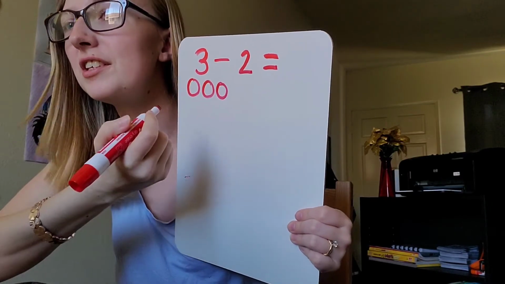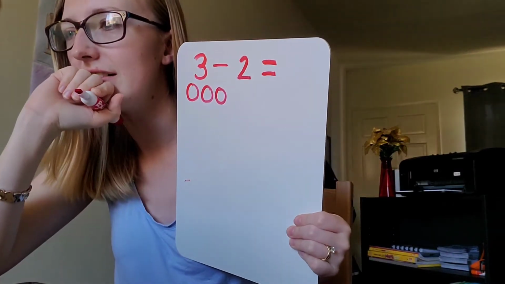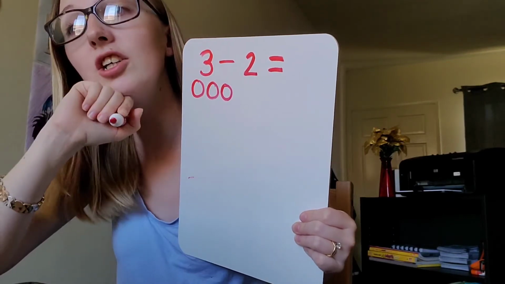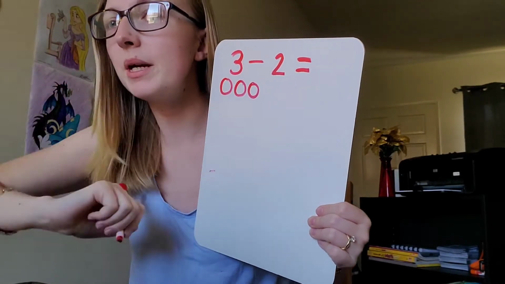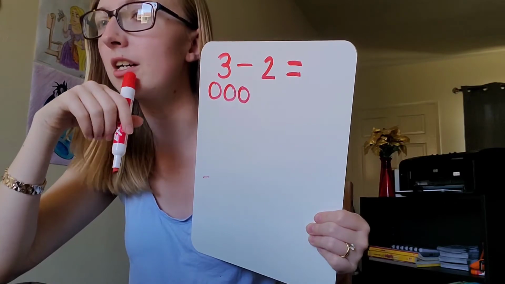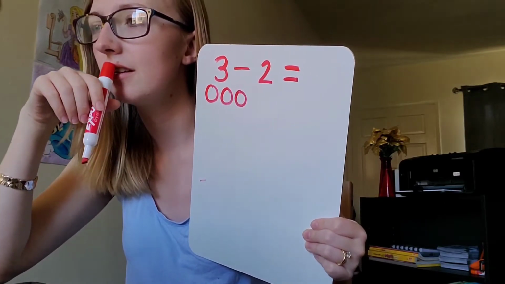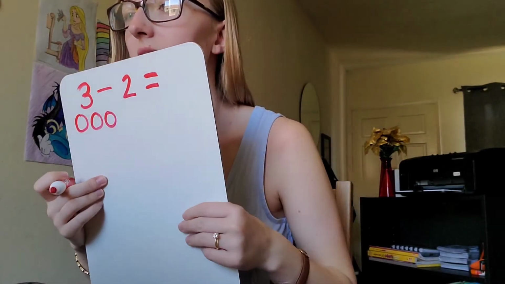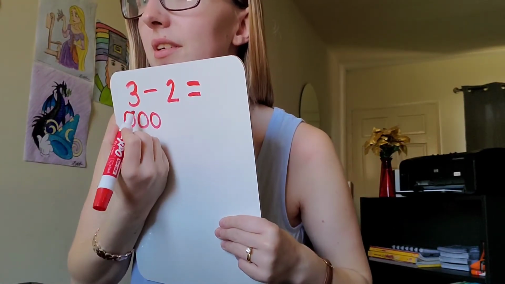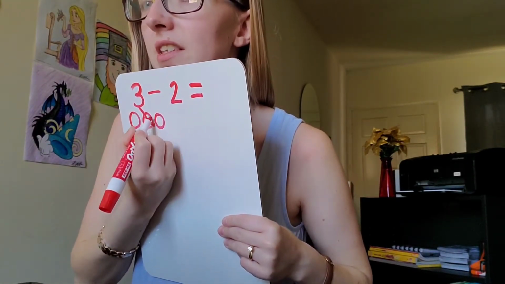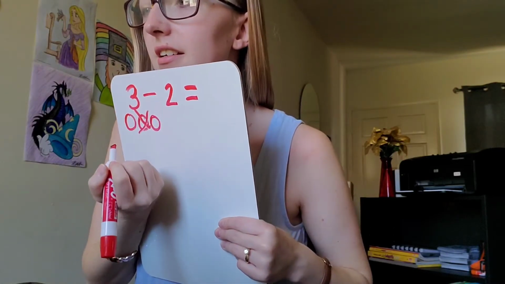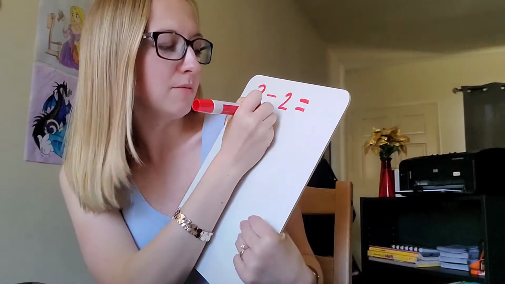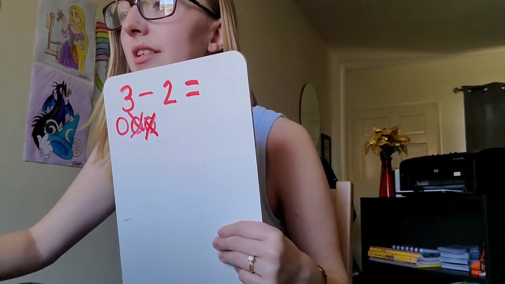What am I going to do to these circles? Color them in. I could do that. I can also make a big mark through them. What kind of mark can I use? When I cross them out, what can I use to take them away? What's this, JJ? An X. An X. I can take them away. I can cross them out.